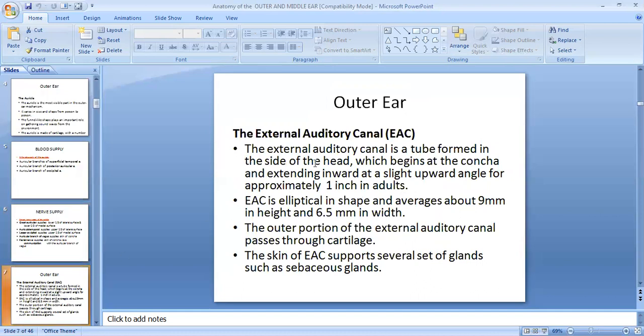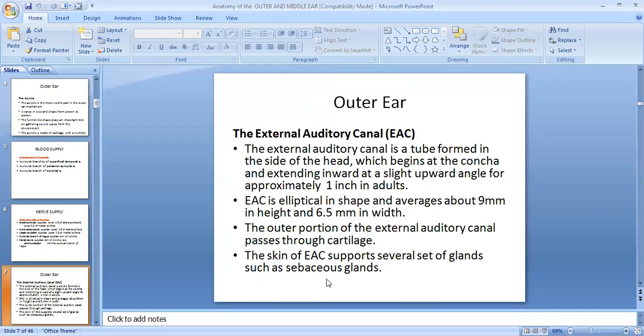The external auditory canal is a tube formed in the side of the head, which begins at the concha and extends inward at a slight upward angle for approximately 1 inch in adults. So, canal actually starts from the concha and it ends where? Up to the tympanic membrane. It is elliptical in shape and averages about 9 mm in height and 6.5 mm in width. Outer portion of the external auditory canal passes through the cartilage.